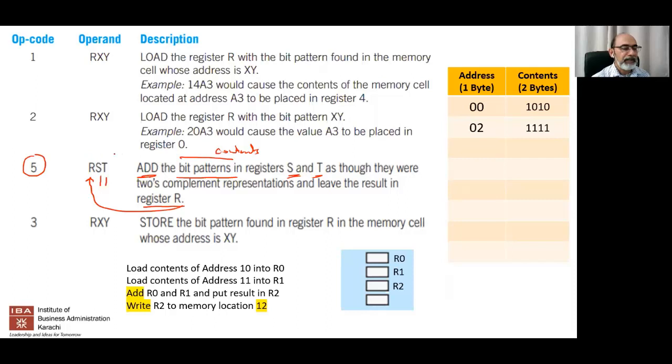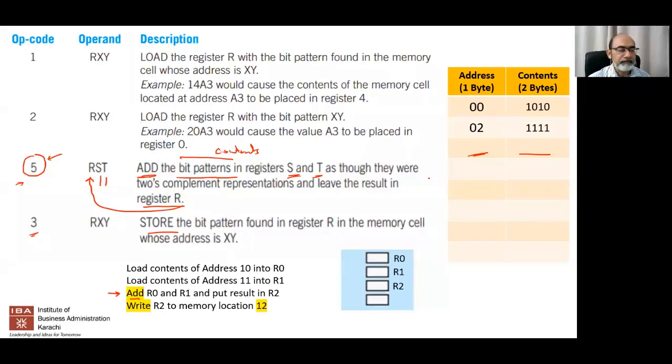So can somebody tell me how we write in machine code the following instruction: add R0 and R1 and put the result in R2. Can somebody tell me what the machine code for this would be? First of all, at what memory location would this be, and what would be the machine code? And by the way, would you use this opcode, or the next opcode, which says store the bit pattern found in register R in memory cell? Clearly we're doing an addition, so obviously we're going to use opcode 5. So that's a hint.